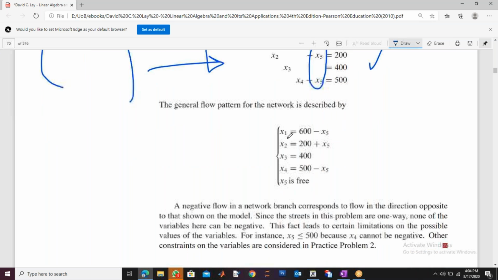So still you see x1, x2, x3, x4 are written in terms of x5, and x5 is free. So it means again you have infinitely many solutions, because you know that a system may have no solution, a unique solution, or infinitely many solutions. So there are infinitely many solutions. So these are two examples of the linear system from the real world.